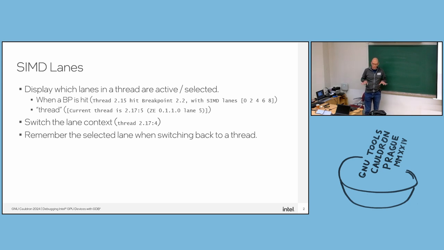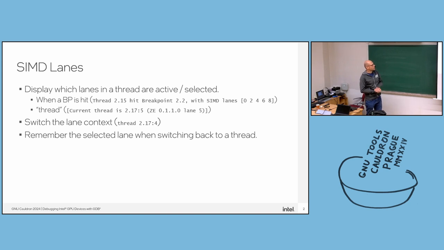SIMD lane support currently does not exist in GDB, but for code that's running on a GPU, variables, arguments, etc., because it's vectorized, data needs to be displayed with respect to a SIMD lane. So that's the essential problem.